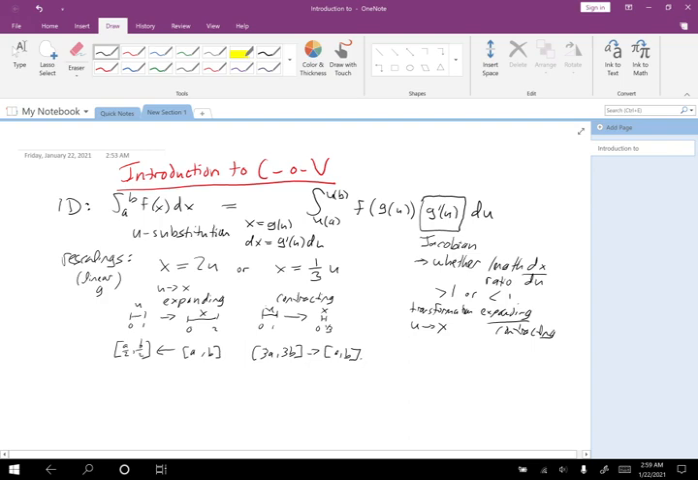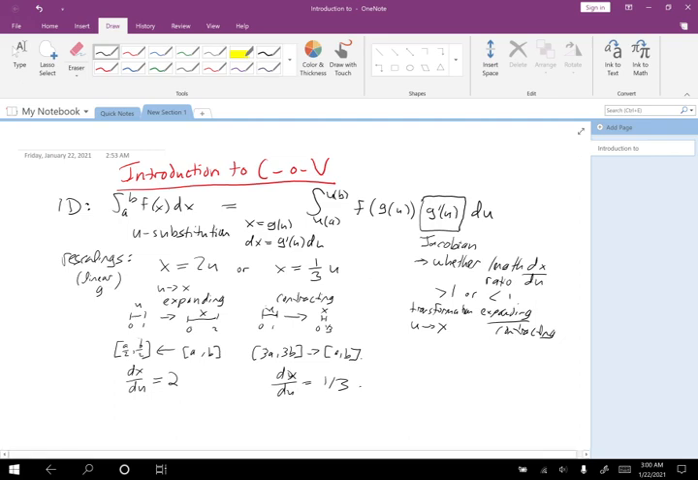I'm just trying to give you some intuition about how these rescalings work, because a lot of times transformations are easier to visualize than they are to compute. So in the expanding case, the Jacobian dx du is equal to 2, and in this case, the Jacobian is equal to 1/3. Okay, so I'm just trying to give you some intuition about what this Jacobian represents. It represents whether we are expanding or contracting with our transformation.